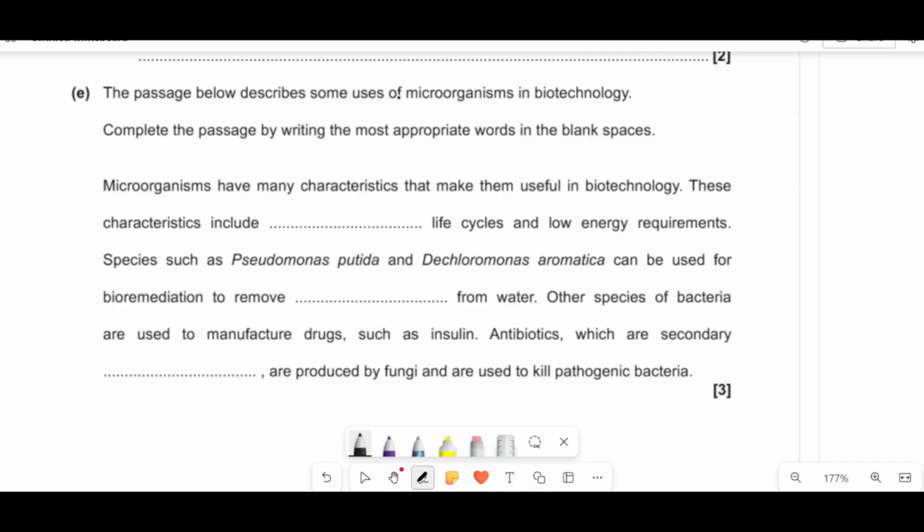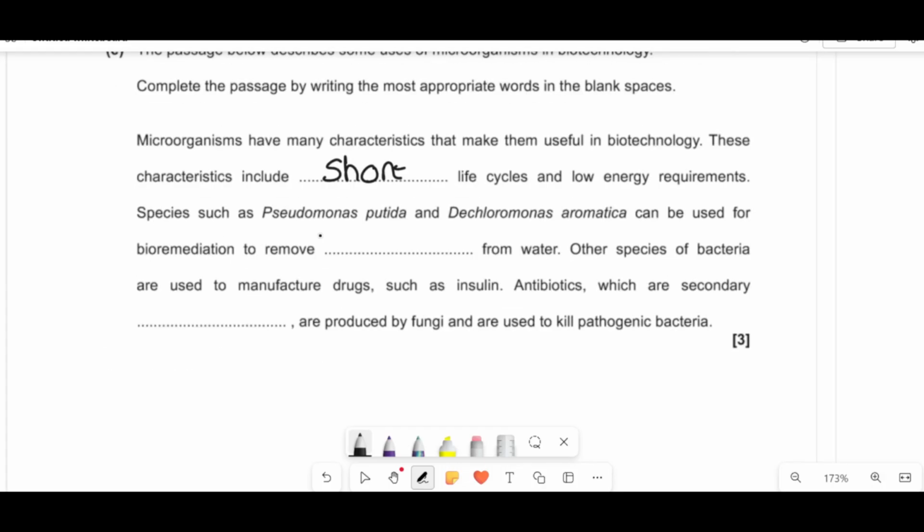So the passage below shows some uses of microorganisms in biotechnology. Complete the passage by writing the most appropriate word in the blank spaces. Microorganisms have many characteristics that make them useful in biotechnology. These characteristics include something life cycles, and low energy requirements. If you're growing things, for example making insulin, we want them to grow pretty fast. We don't want to wait ages for them to do it. So here it's going to be short life cycles.